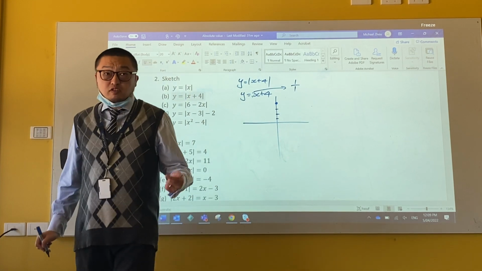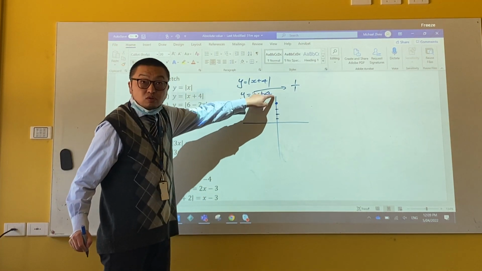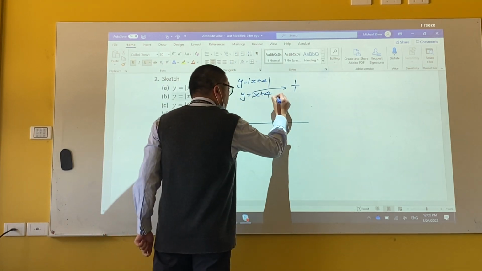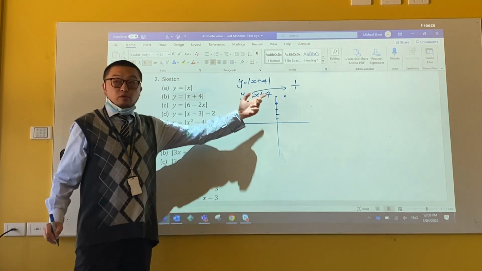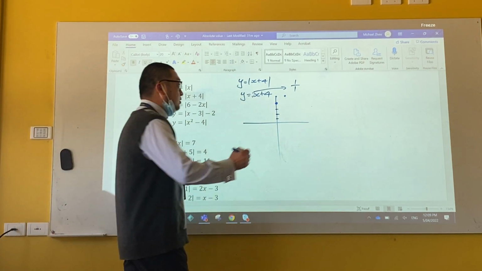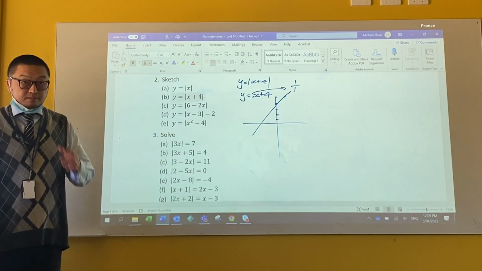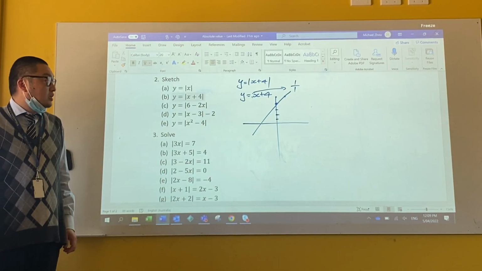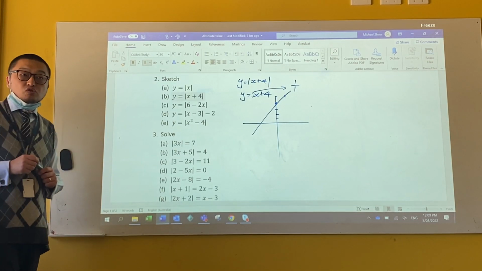Which tells me rise over run is 1. So I go up once, I go to the right once. Is that okay? I've got my 2 points. It's just a matter of joining these 2 points. Then that gives me y equals x plus 4, the blue line we just drew.